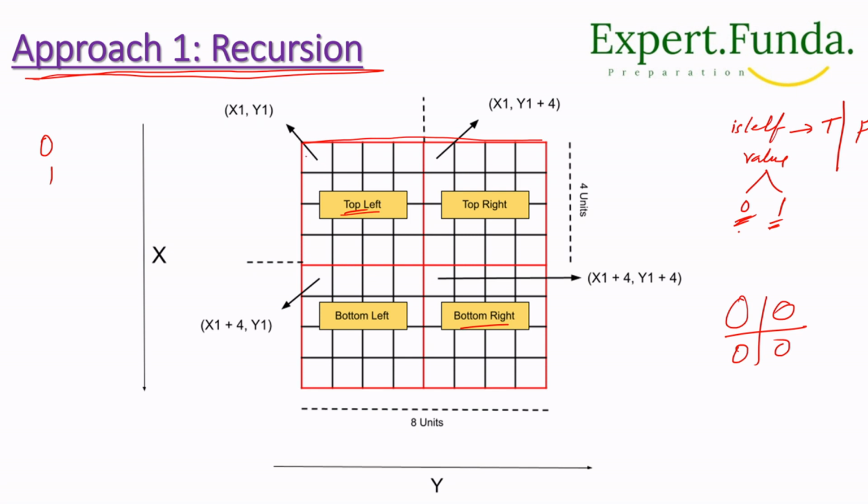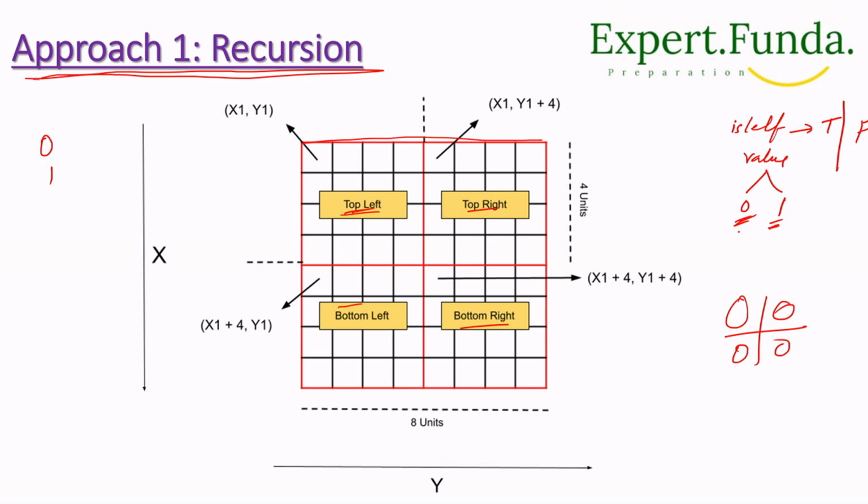The first is here, top left, top right, bottom right, like this we have taken. Now what we will do after dividing: if the values are the same, then we will keep it; if different, then we will divide and check separately each of these. We already know this one.